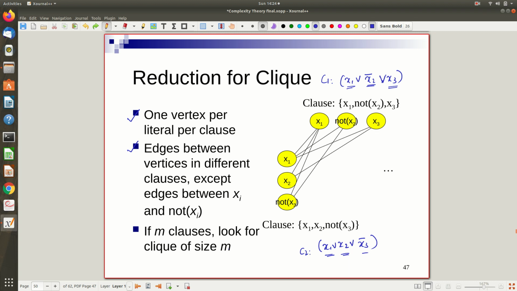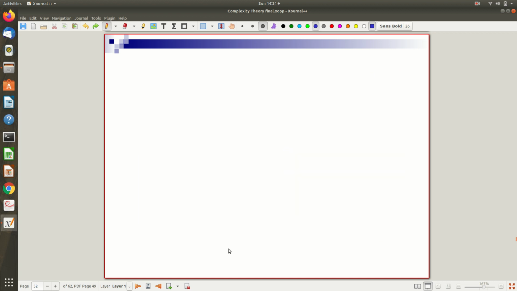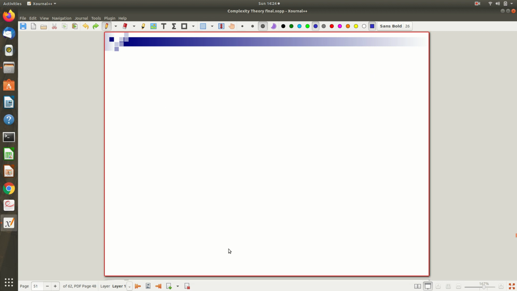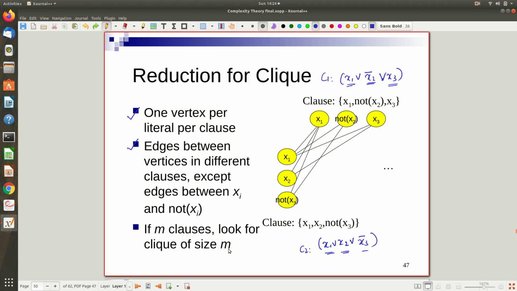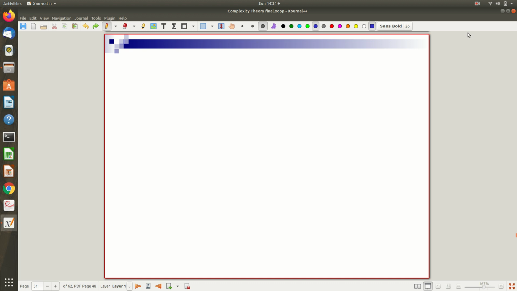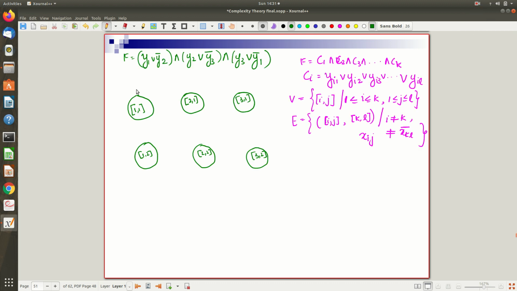Now we have to see how these things are related. Here I have given some proof, but before that I will take one more example and tell you in detail how these things are related to each other. Let me draw this example here and continue after that. This is one example formula. Every clause contains two literals, so it is basically asking two-satisfiability, which I already told you is polynomially solvable. But to see this mapping, I am just taking it as an example.